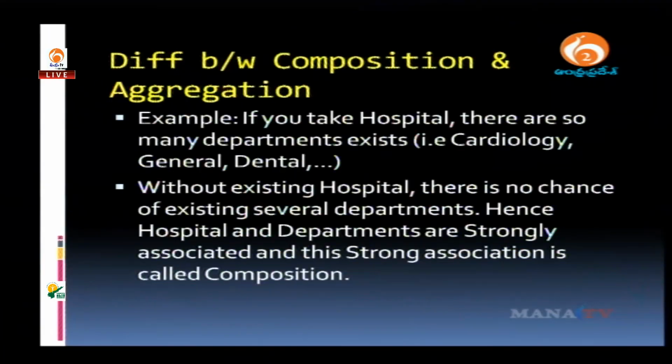If there is no container object, meaning there is no hospital, there is no question of departments. If the hospital is removed, the departments do not exist. Without the existence of the hospital, there is no chance of several departments existing. Hence, hospital and departments are strongly associated, and the strong association is called composition.